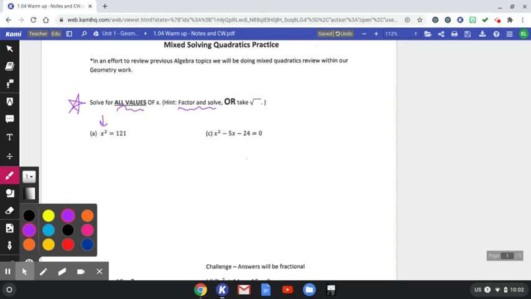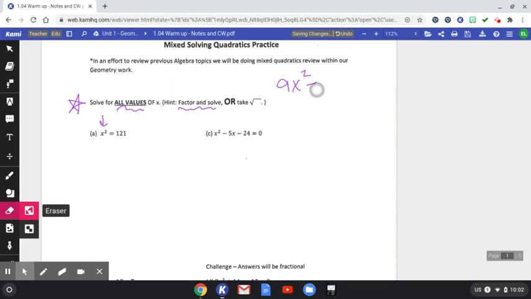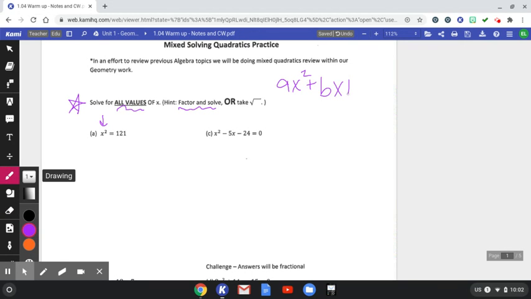So remember when we have an equation, ax squared plus bx plus c equals 0, we can factor it into two binomials and then use our t-chart to kind of solve. Or if it's a nice simple one, we can just take the square root of both sides.